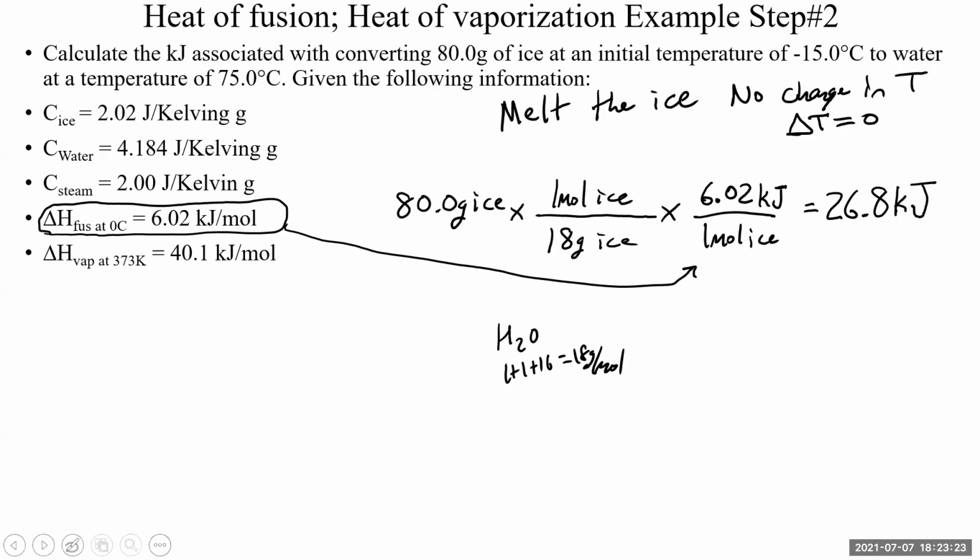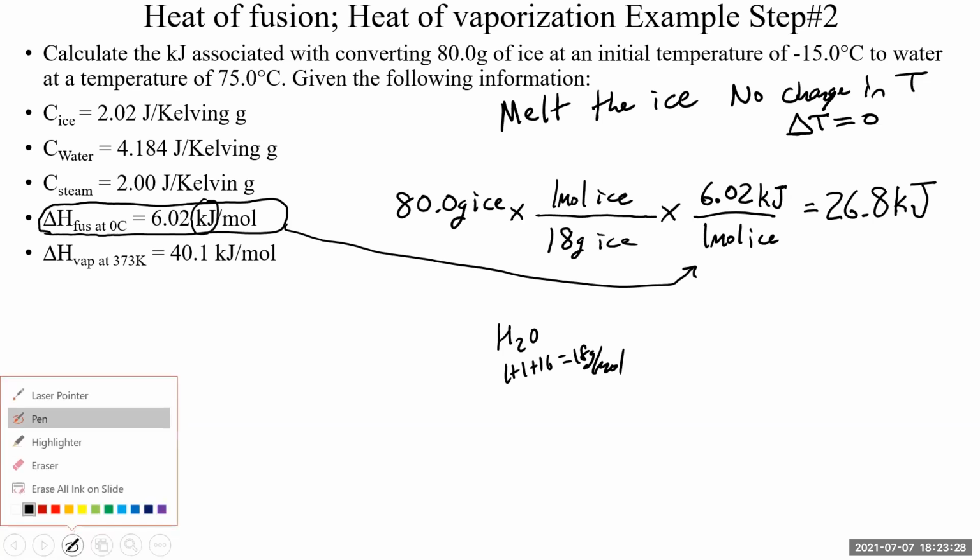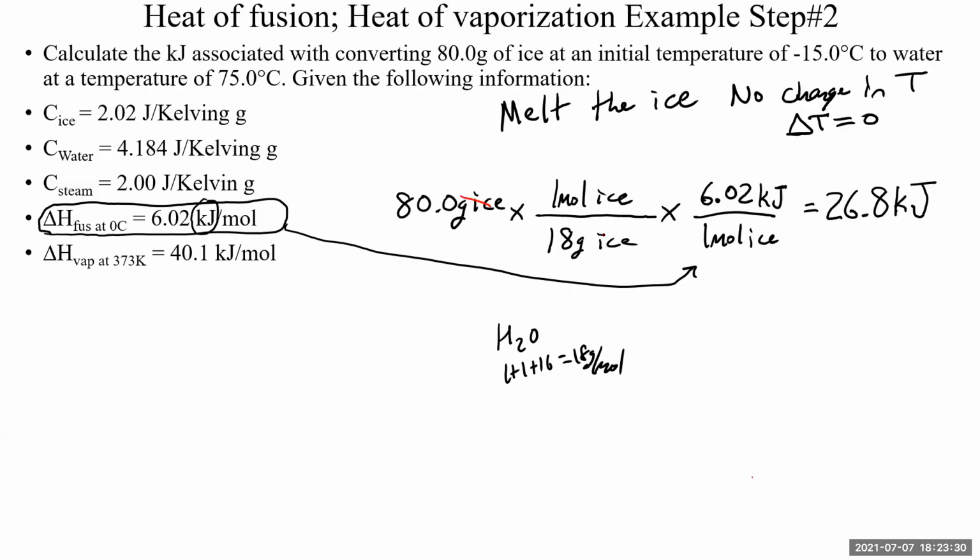Notice we have kilojoules as our natural unit because the kilojoules are built into this. So grams of ice canceled, moles of ice canceled, and we're left again with units of energy, which is exactly what we want. That's step 2. Again, just write that down somewhere, keep it handy, because we're going to add up all these numbers. I myself am just going to go back to these steps and rewrite the numbers down. Okay, that's step 2. Now we have one more step.